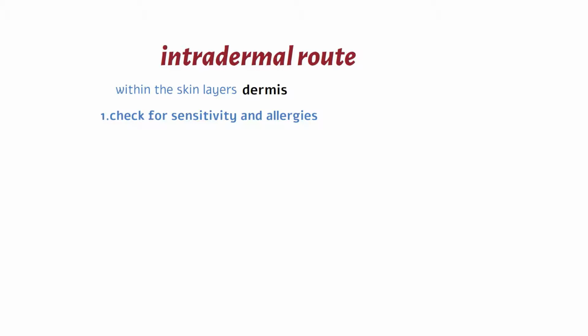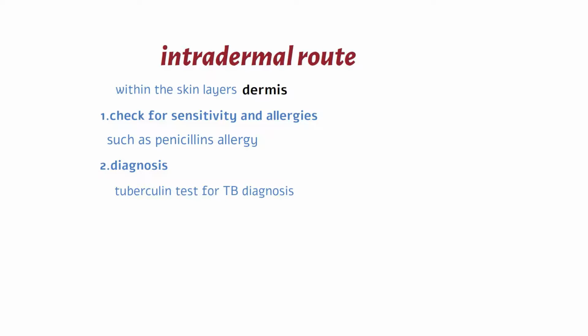We also have the intradermal route, and in this, the drug is injected within the skin layers, in the dermis to be specific. It is mainly used to check for sensitivity and allergies to drugs such as penicillin allergy. It is also used in diagnosis such as the tuberculin test for TB diagnosis.